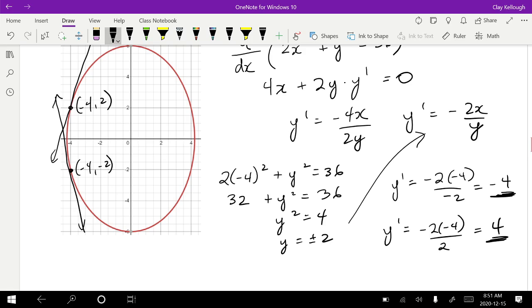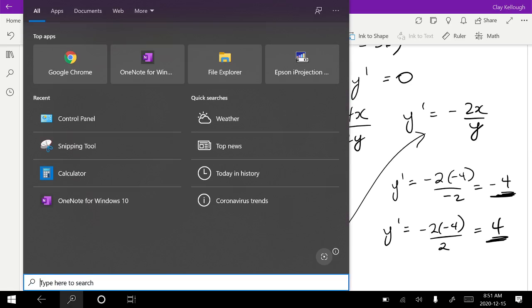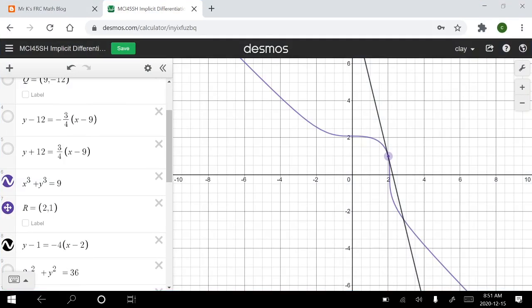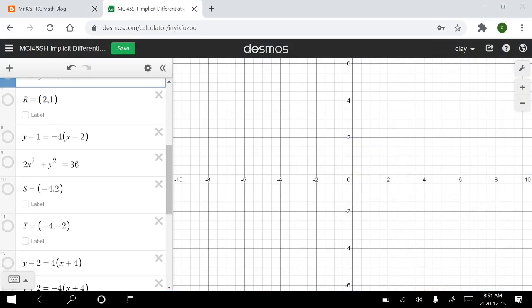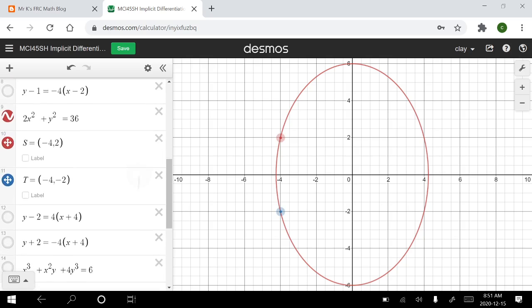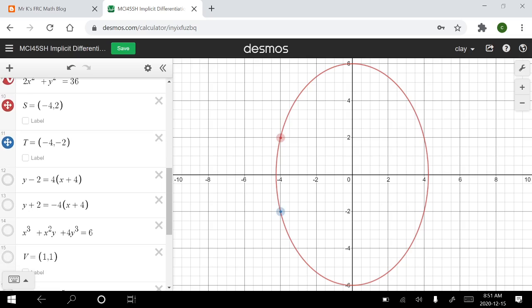And again, one last time here, we can check that out on Desmos. So let's see, go close, close. So there's the ellipse. There's the first point. There's the second point. And I just turned those slopes into equations. Do they look like tangents? They certainly do. So there we got it.